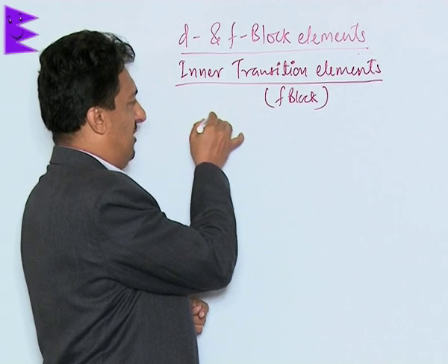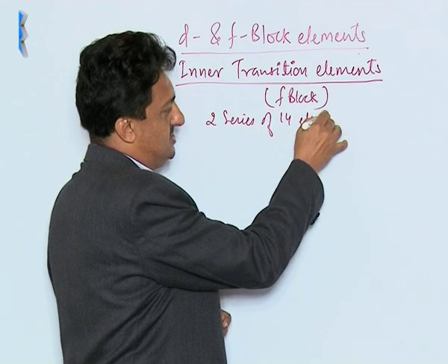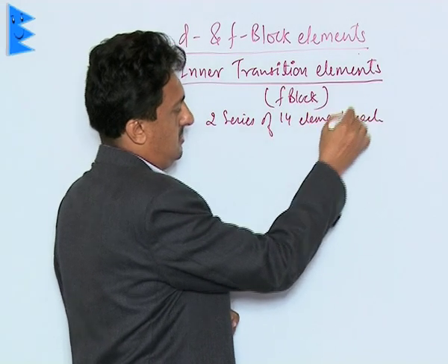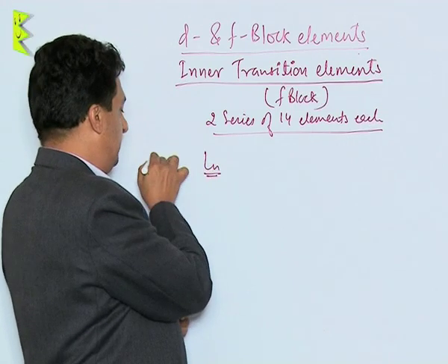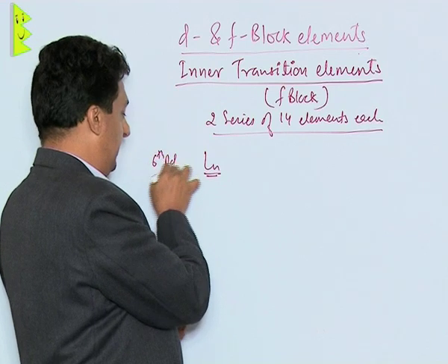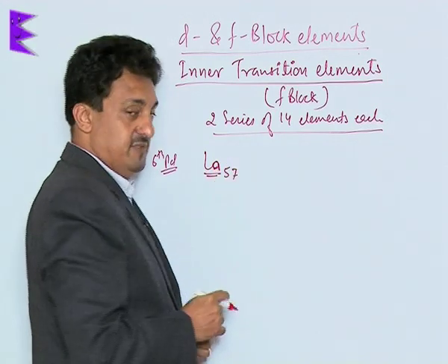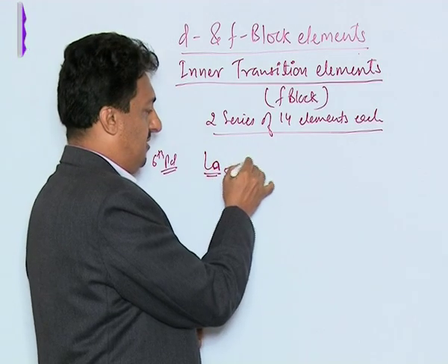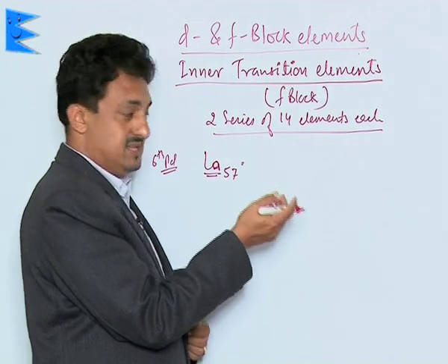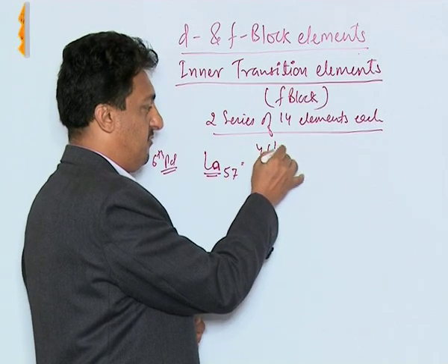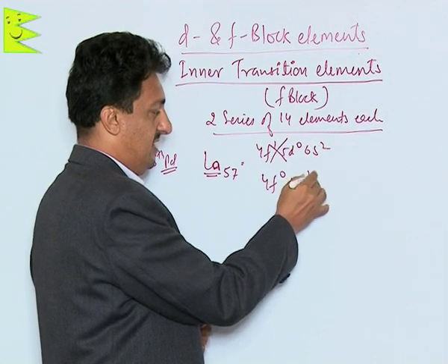The F block consists of two series of 14 elements each. The first series starts from lanthanum, which belongs to the 6th period. Lanthanum is La, its atomic number is 57, and we believe its electronic configuration will be 4f1, 5d0, 6s2, but what we get in place of that is 4f0, 5d1, 6s2.